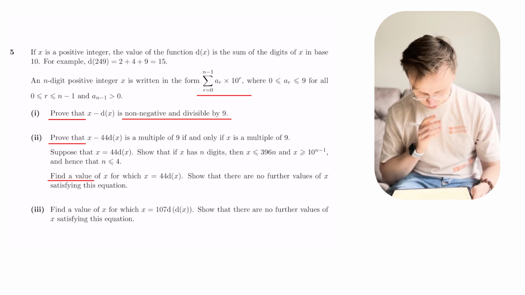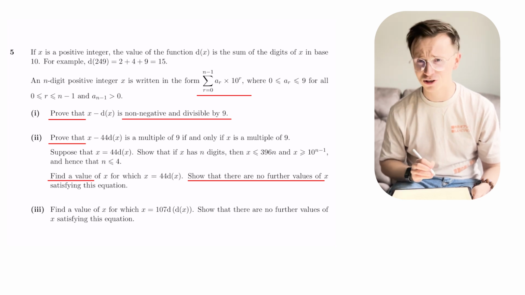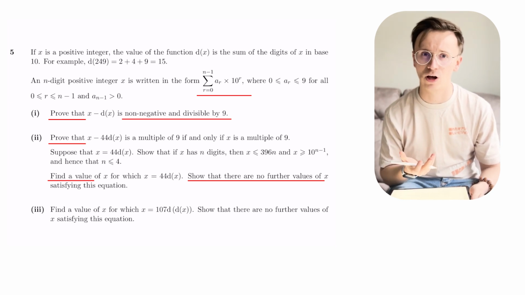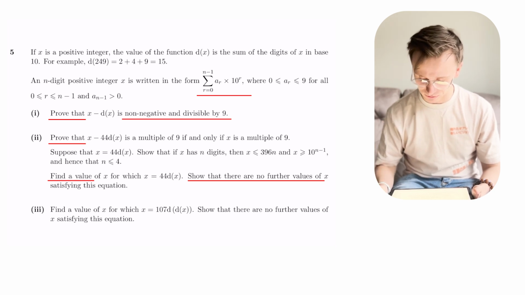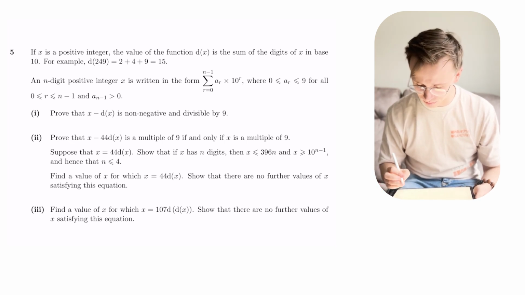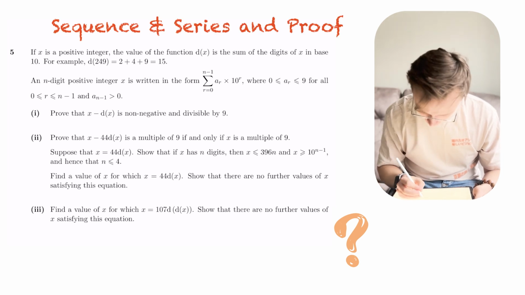But then when I start looking towards the end, show that there are no further values of x. Sometimes showing that there's not something is a lot harder than showing one exists. So thinking it might be quite difficult. So maybe I'll put that one as a maybe. So again, it's sequences and series, and it's proof again.